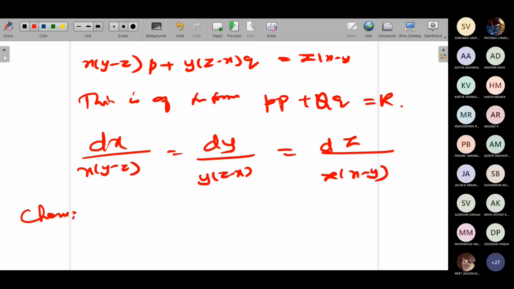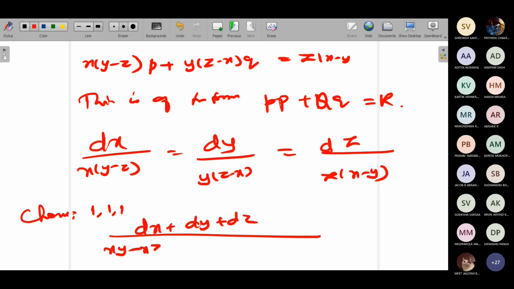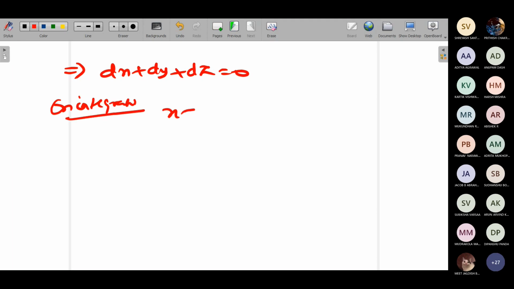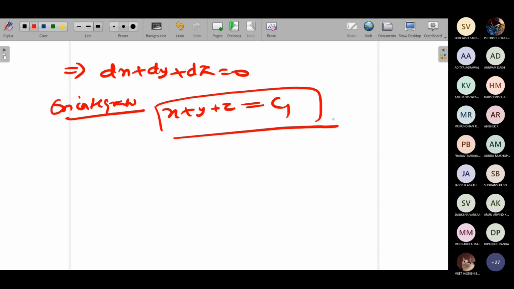If you see itself, you can understand the multipliers are 1, 1, 1. So you'll get dx plus dy plus dz divided by xy minus xz plus yz minus xy plus zx minus zy. Check it out: xy minus xy minus xz plus xz minus yz. So this implies dx plus dy plus dz equal to 0. So on integrating, we get x plus y plus z is equal to some C1.